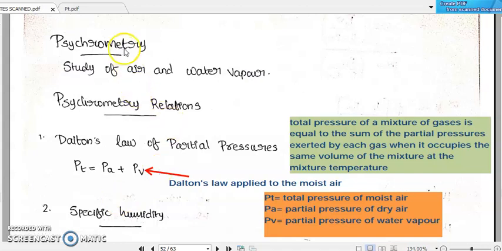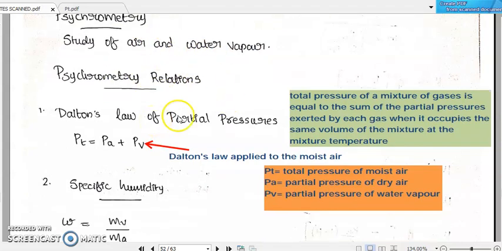Dear students, let us continue our discussion on air conditioning. Another term for air conditioning is psychrometry. It is simply the study of air and water vapor. So air conditioning and psychrometry are the same. In psychrometry, we deal with air and water vapor, nothing much else.